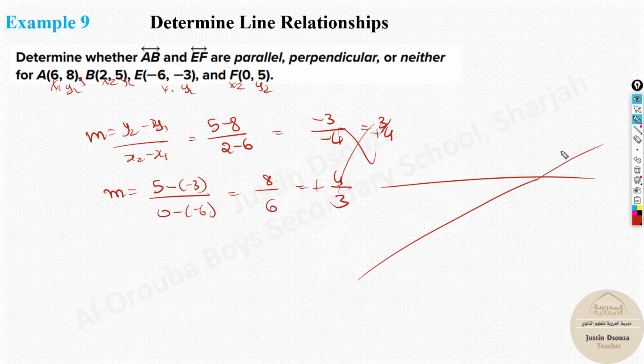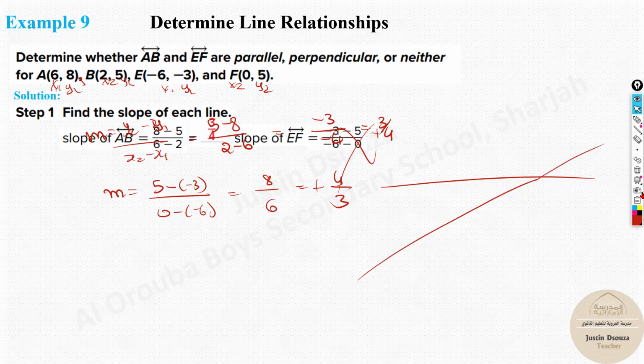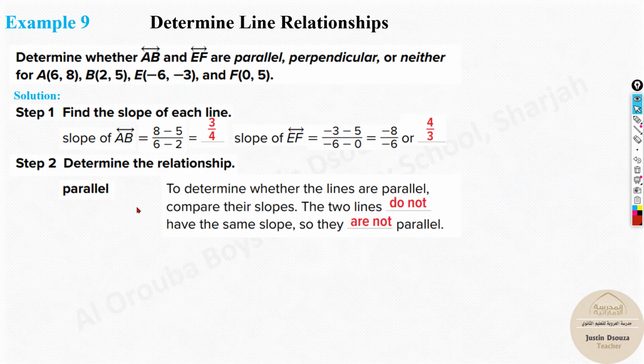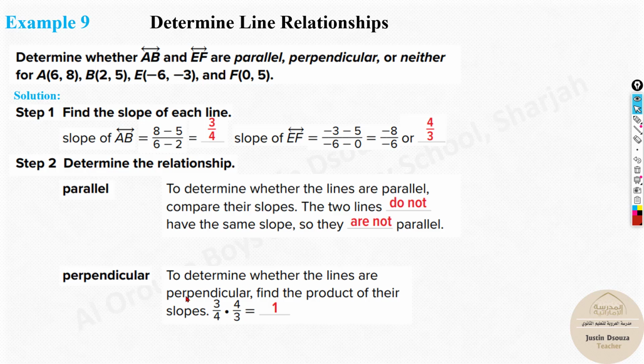Only when the slope is negative reciprocal is it perpendicular. Now here the answer is neither. You can see that's already done. The slope here is 3/4, and here we got 4/3. But now, are they parallel? No, the slopes are not the same. They're not parallel. And are they perpendicular?